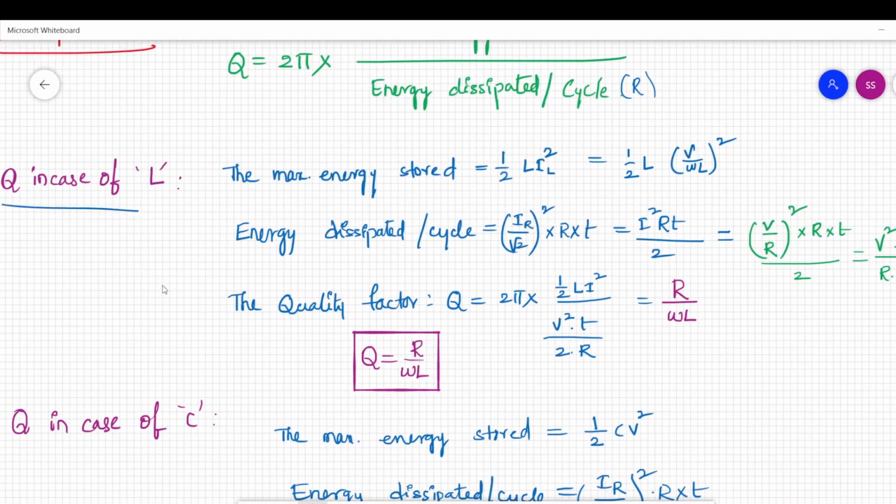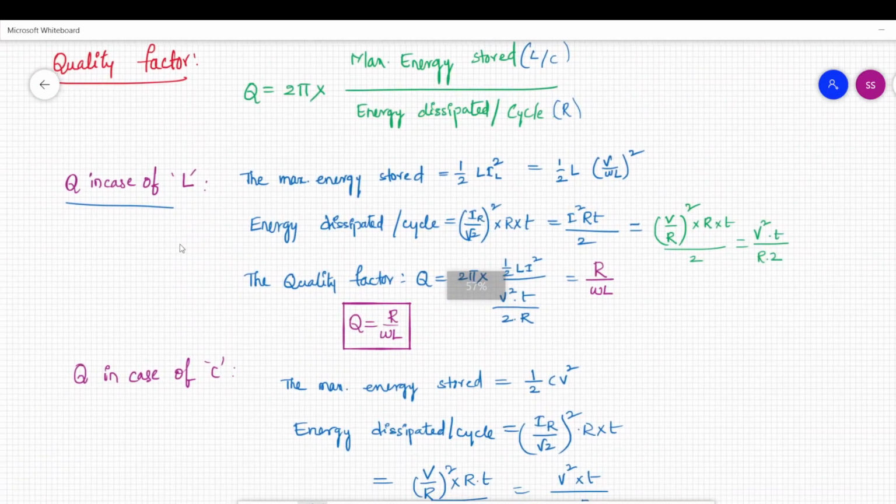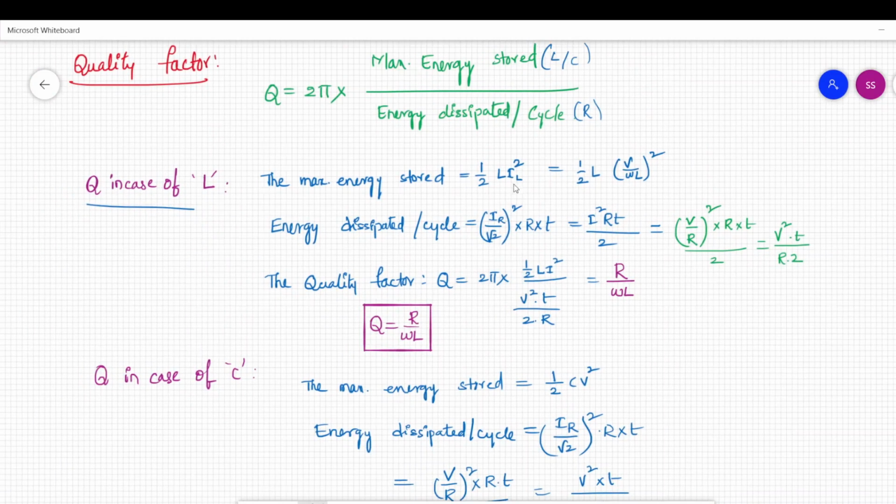So Q in case of parallel RLC is, in case of inductor, what is the maximum energy stored? That is half into L into the current through the inductor IL square, where the current through the inductor for parallel RLC is V by XL, that is V by omega L, whole square. Similarly, energy dissipated will be the energy dissipated across the resistor in parallel RLC circuit. That is IR by root 2 whole square into R into T, where I in parallel RLC is V by R. So in place of I am replacing it with V by R whole square into R into T. So that will come up like V square into T by 2 into R.